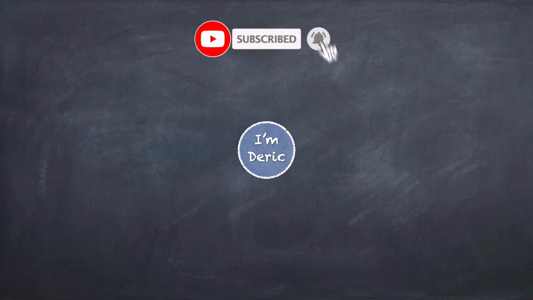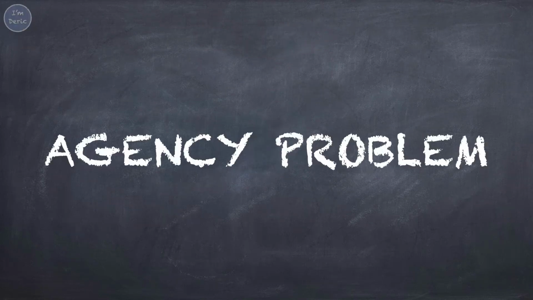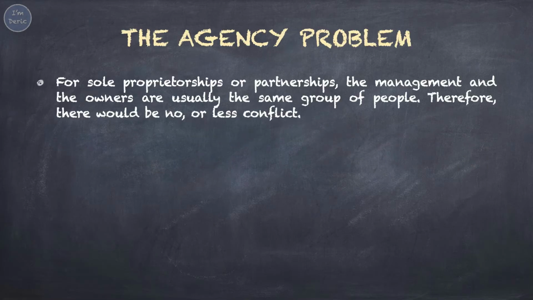Welcome to my channel. In this video, I'm gonna explain to you what is agency problem. For sole proprietorships or partnerships, the management and the owners are usually the same group of people. The management runs the business to satisfy their own goals, needs, and financial requirements. Therefore, there would be no conflict or less conflict.